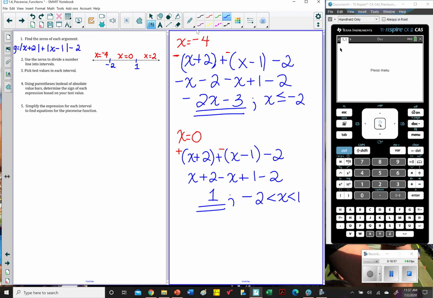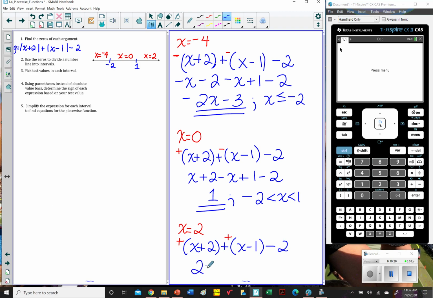Then this piece, x equals 2, will be our last test area. And I want to test a positive 2 inside of my expression without the absolute value bars. If we substitute a 2 in here, that result would be positive. If we substitute a 2 into this argument, that would also be positive. Collecting like terms, we've got 2x and then 2 minus 1 minus 2.